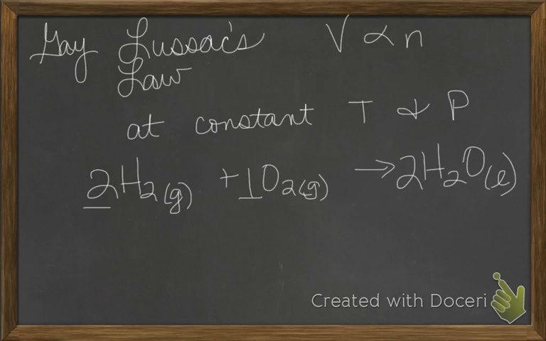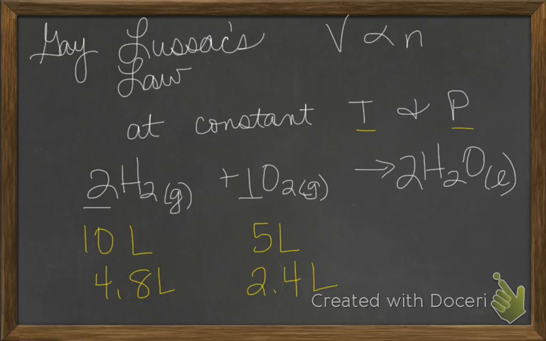So in other words, if we had 10 liters of hydrogen, how many liters of oxygen would react with that? 5 liters. We know a direct comparison. Those numbers can also mean moles as well. If we had 4.8 liters of hydrogen, then we know that that would require 2.4 liters of oxygen. And that's the law of combining volumes, which says the volume ratio of any two gases in a reaction that's at constant temperature and constant pressure is the same as the mole ratio.